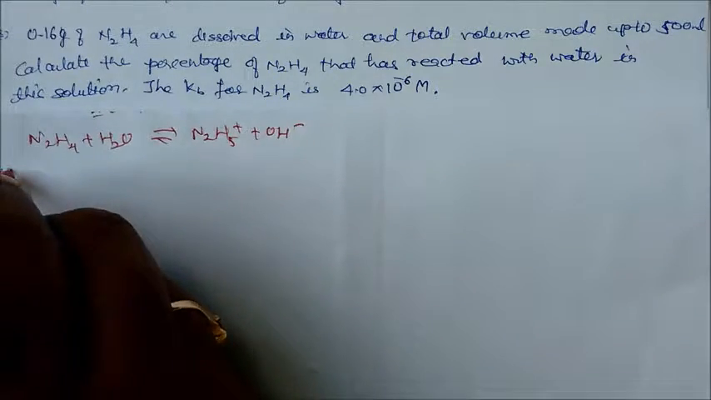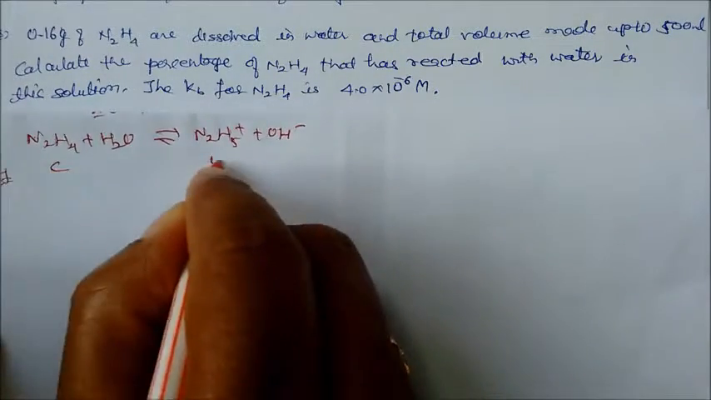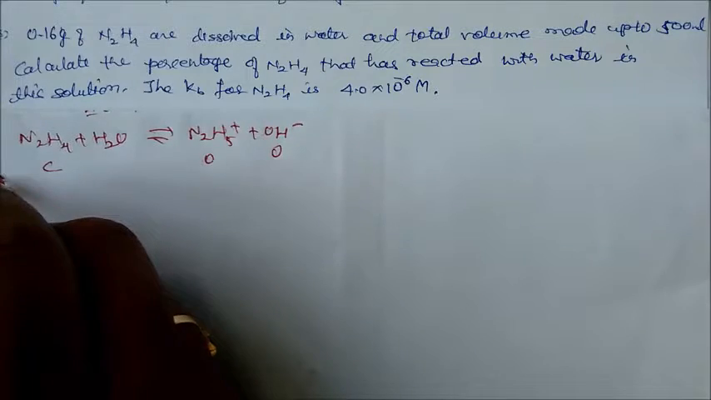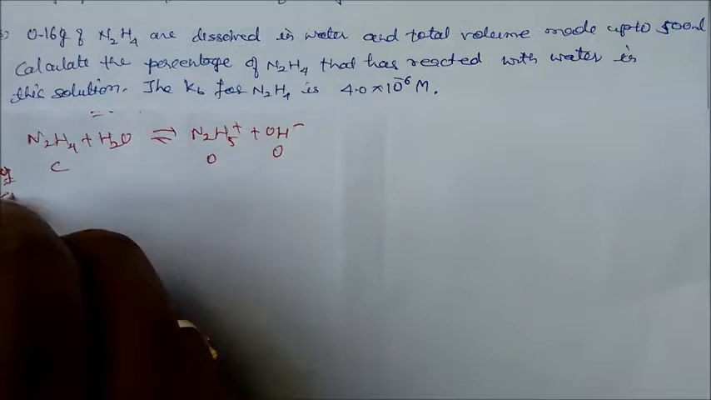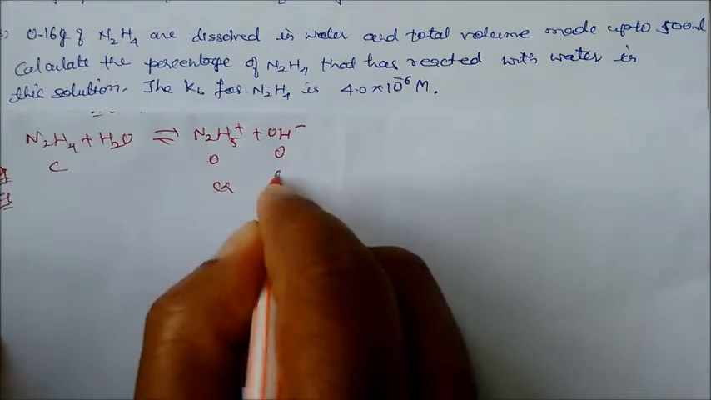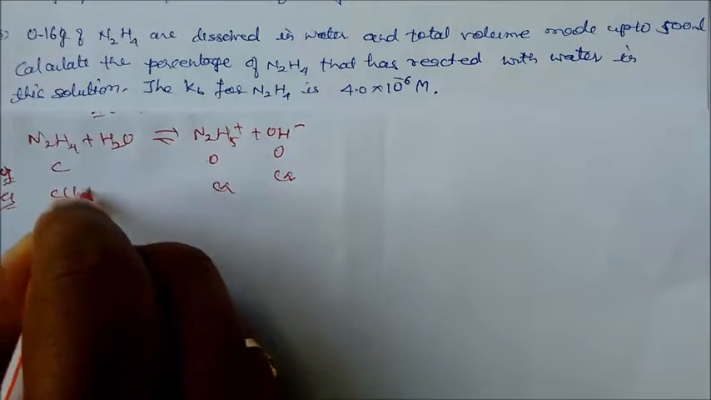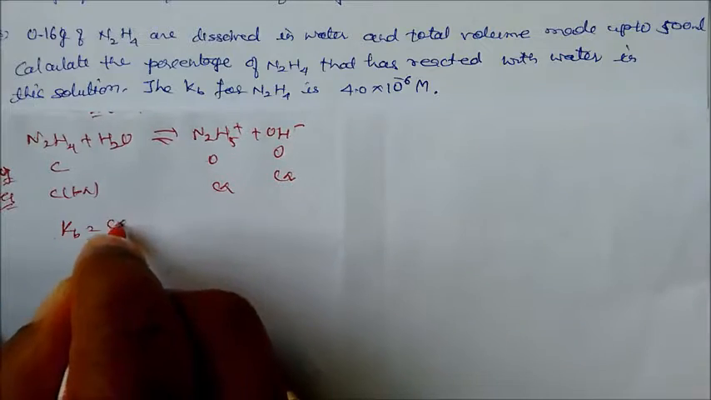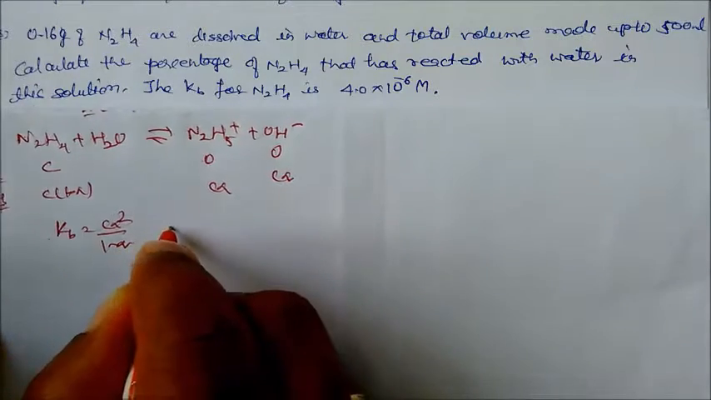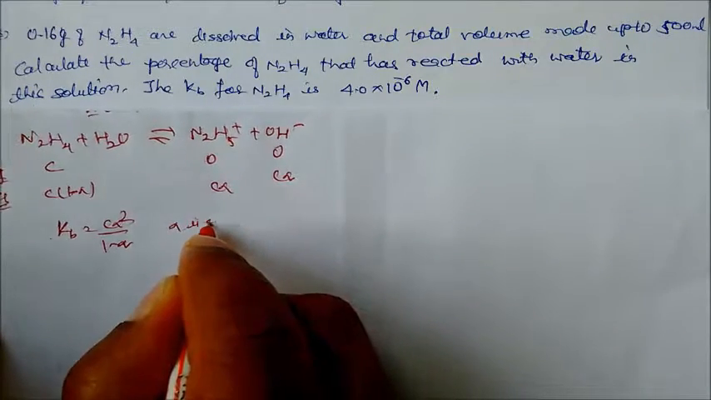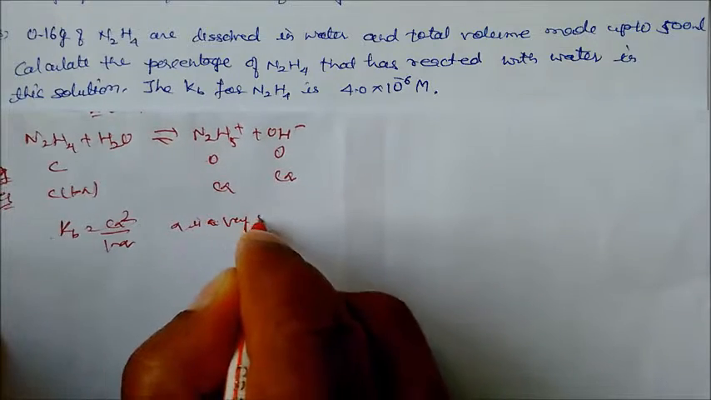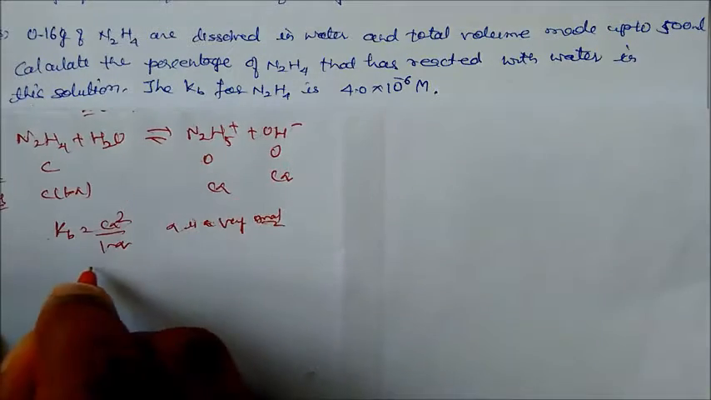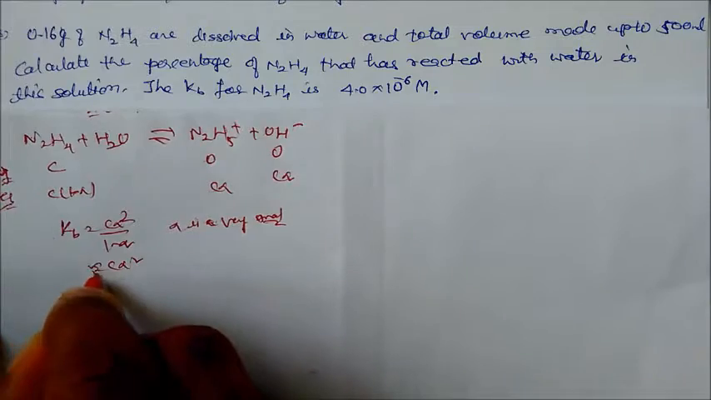So at equilibrium what happens? At T equal to 0 this is C, and this will be 0, 0. At equilibrium this will be C alpha, C alpha, C into 1 minus alpha. So we can calculate Kb equal to C alpha square upon 1 minus alpha. Since alpha is very small, we can say Kb is almost equal to C into alpha square.